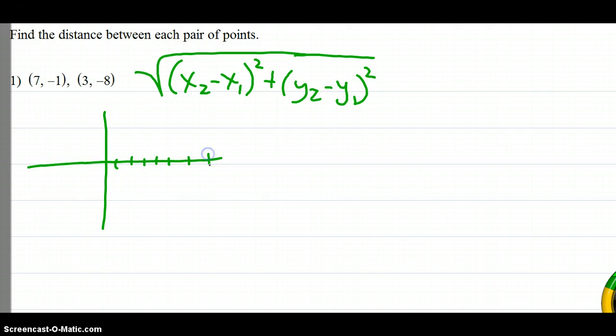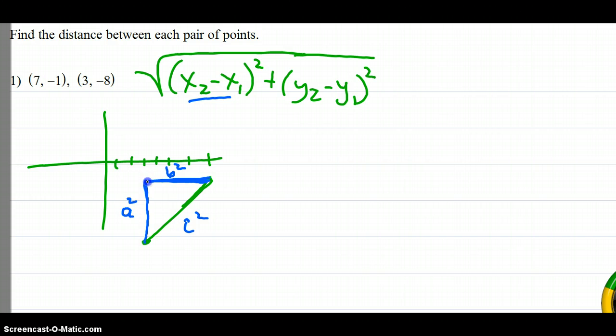If we have (7, -1) and (3, -8), to find the distance between these 2 points, sometimes it might be easier to just draw a right triangle, and remember that the Pythagorean theorem says this leg squared plus this leg squared is equal to c squared. And it's real easy to find this distance and this distance, and that's really what you're finding right here.